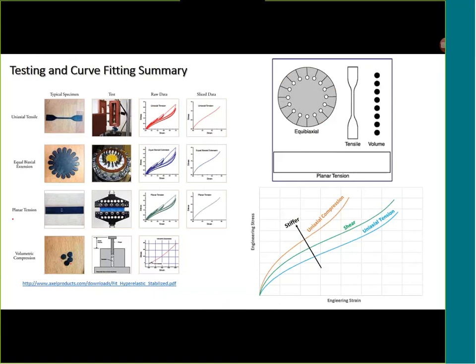So in summary, when you want to really capture the complete material behavior of the rubber, you should prepare a sheet of rubber material and cut different specimens from the same rubber sheet for tension test, pure shear test, equibiaxial test, volumetric test and so on. Conduct all the experiments, look at the raw data, process the data and arrive at the data that is useful to do the curve fitting.